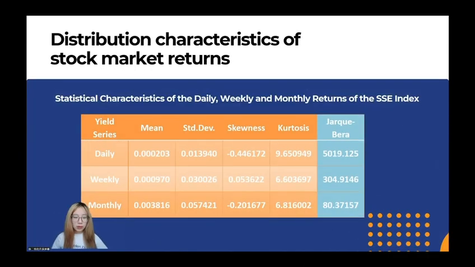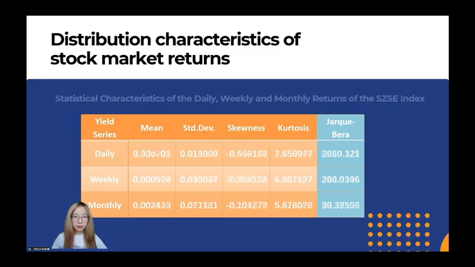The table summarizes the statistical properties of returns. Daily returns have the lowest mean and volatility. Monthly returns exhibit higher standard deviation but reduced skewness and kurtosis. This progression reflects the different characteristics across time intervals.